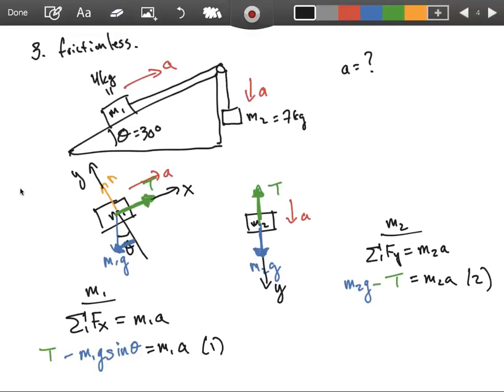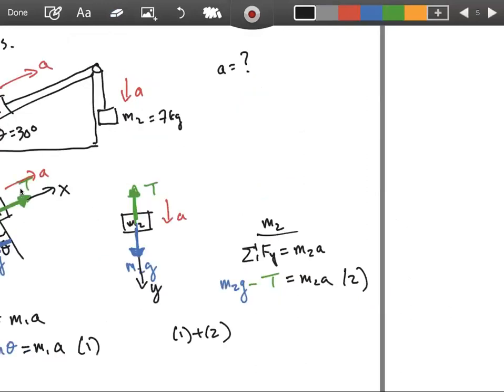Notice that equation 1 comes with a positive T, equation 2 comes with a negative T. So if I add these two together, the T's are simply going to cancel. So let's go ahead and do that. Now what I want to do is look at equation 1 plus equation 2, and when I do that, those two tensions are going to cancel.